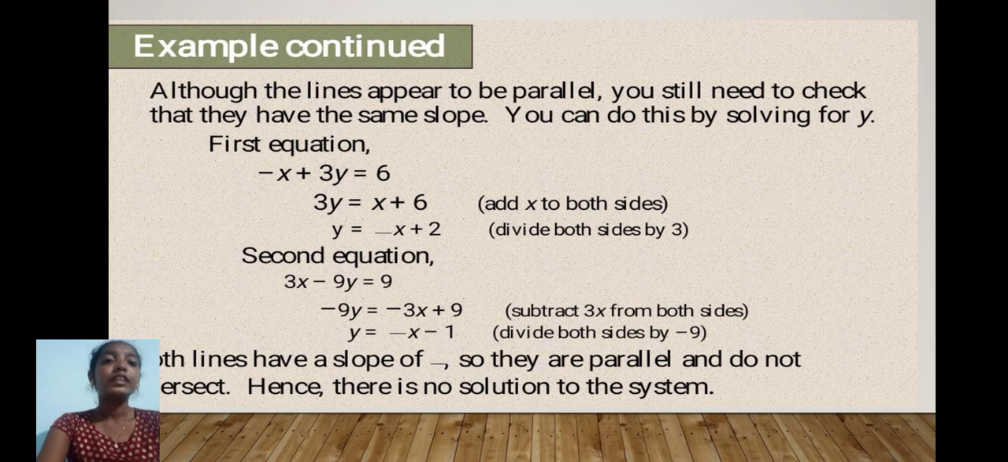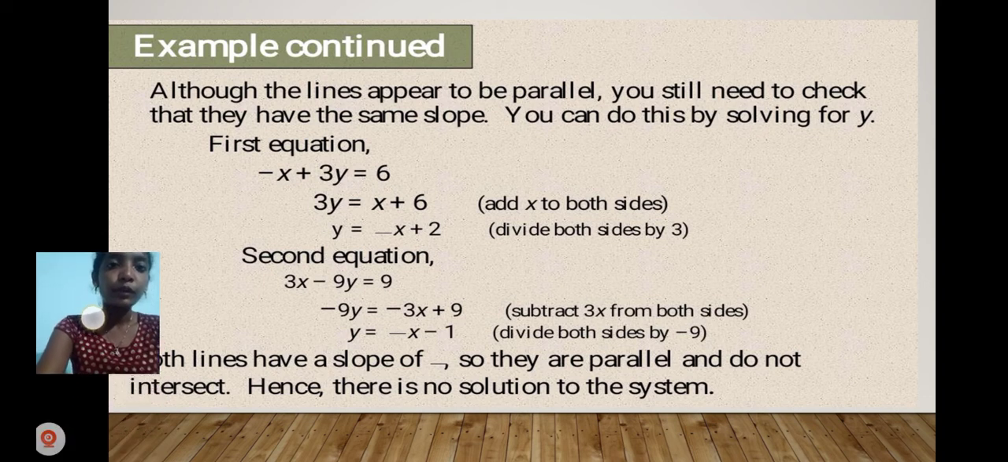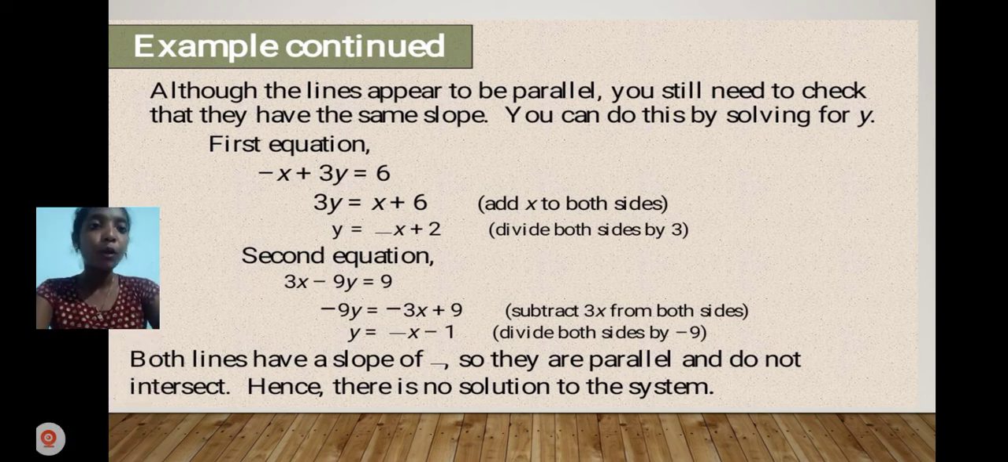Second equation, 3x minus 9y is equal to 9. Subtract 3x from both sides. We will get minus 9y is equal to minus 3x plus 9. Divide both sides by minus 9. We will get y is equal to minus x minus 1. Both lines have a slope of minus 1, so they are parallel and do not intersect. Hence there is no solution to the system.